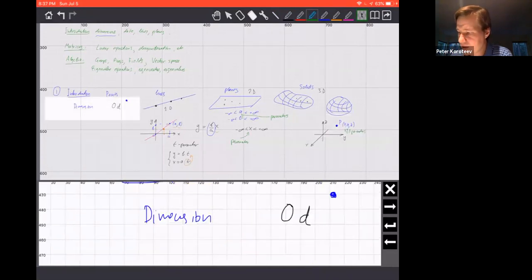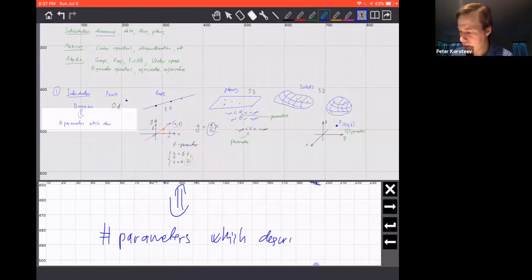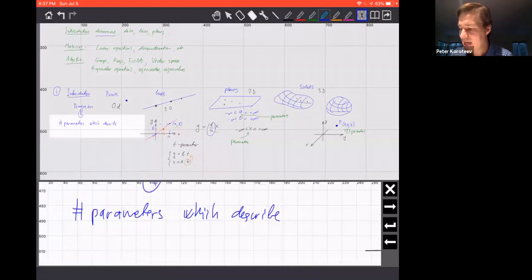So in a sense, you can think of dimension as the same as the number of parameters which describe the space. Let's put it loosely, which describe every point of the space.